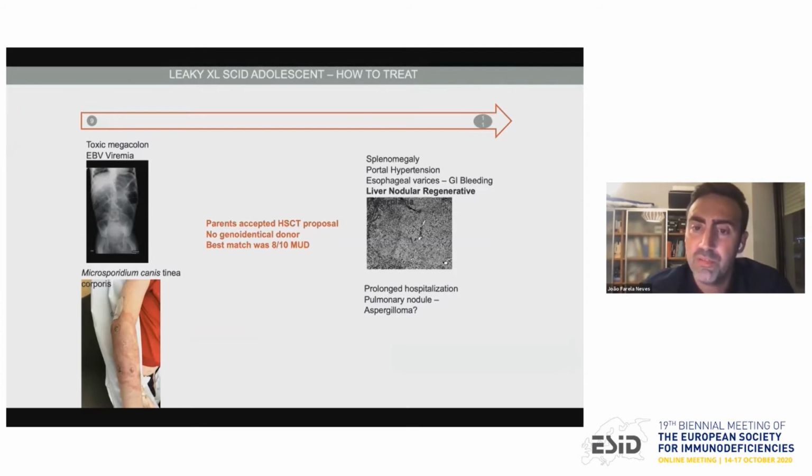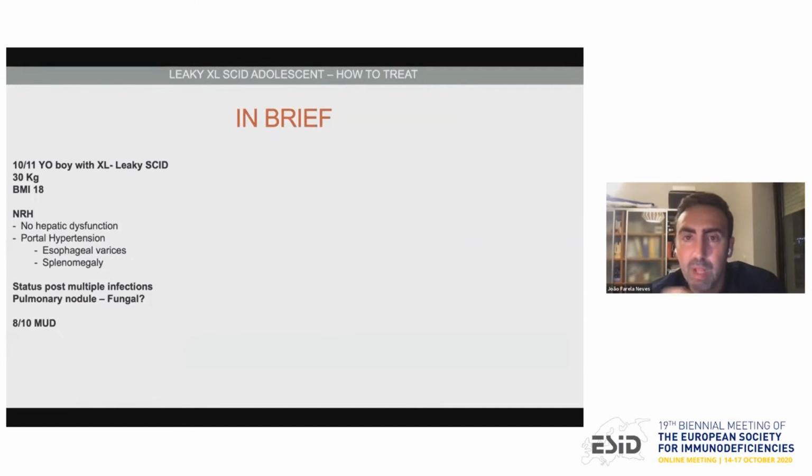He was hospitalized for a very long time, and he developed fever, and he had this pulmonary nodule that was admitted to be an aspergilloma. The bronchoalveolar lavage didn't manage to identify a pathogen, and we didn't biopsy that lesion, so we treated with wide spectrum antifungals and an antibiotic with a very slow improvement.